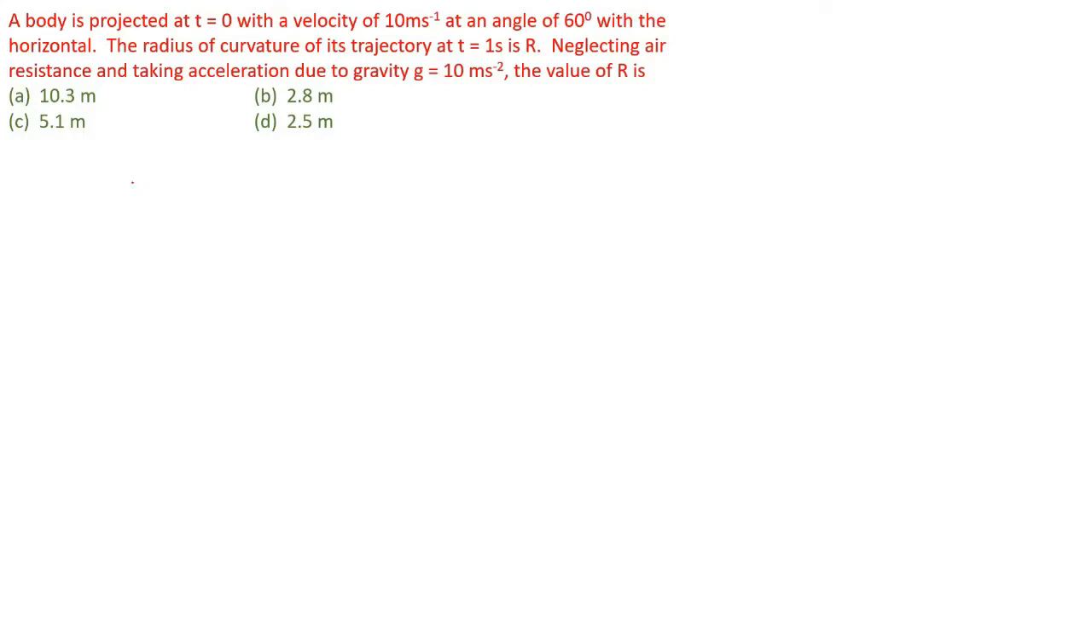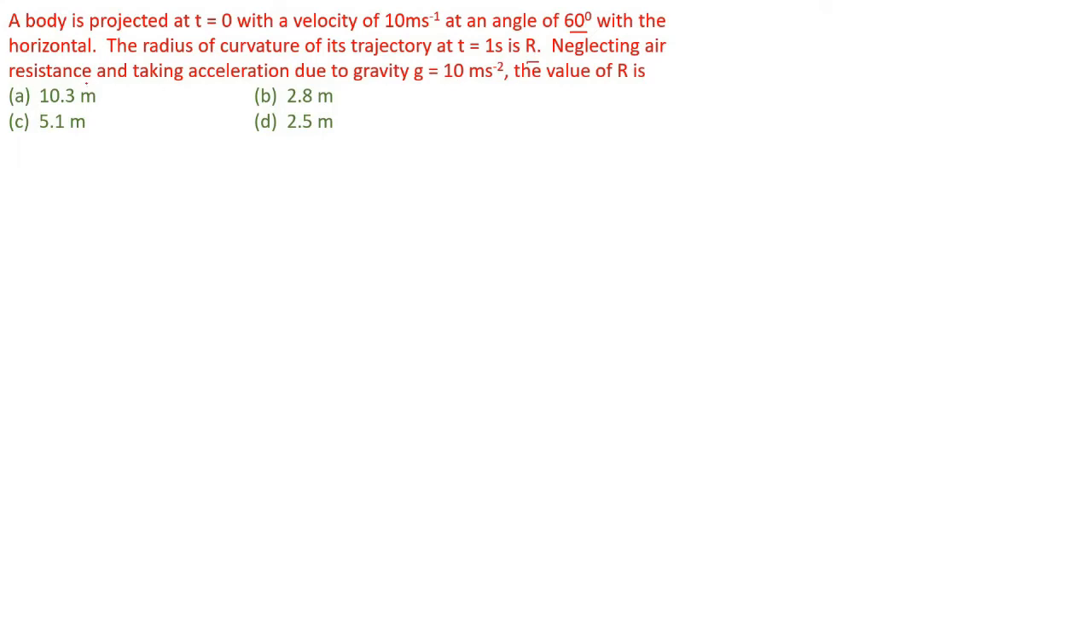Now the problem we are going to consider is this. A body is projected at t equals 0 with a velocity of 10 meter per second at an angle of 60 degree with the horizontal. The radius of curvature of its trajectory at t equal to 1 second is r. So r is the radius of curvature.